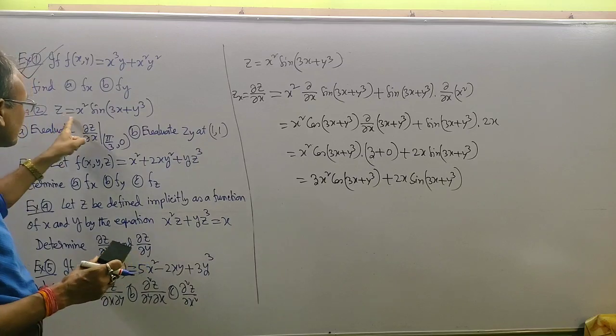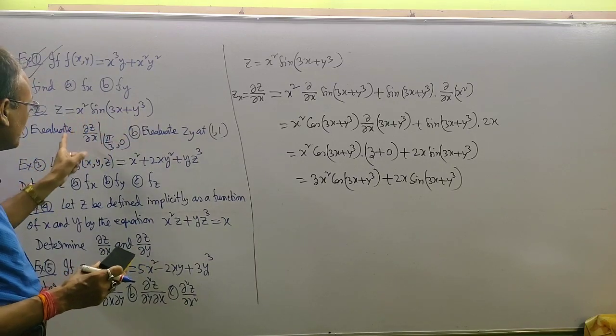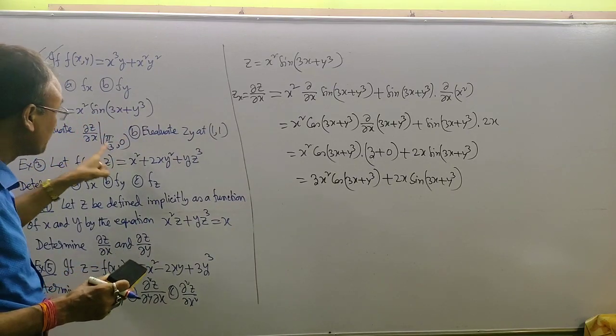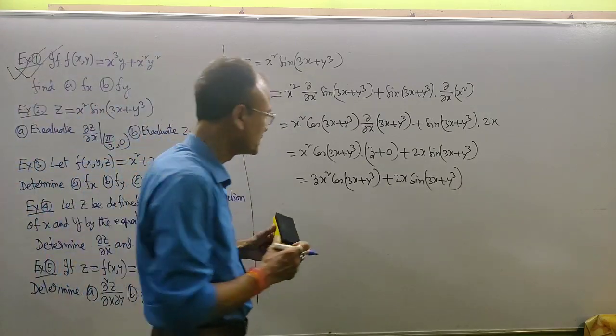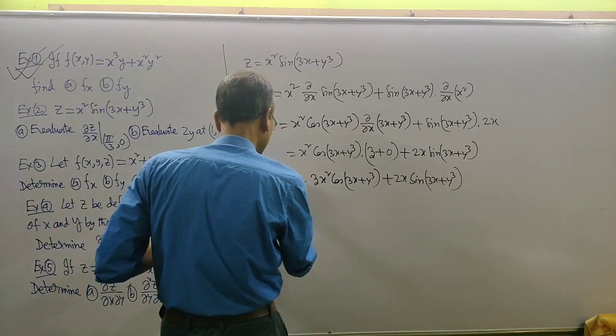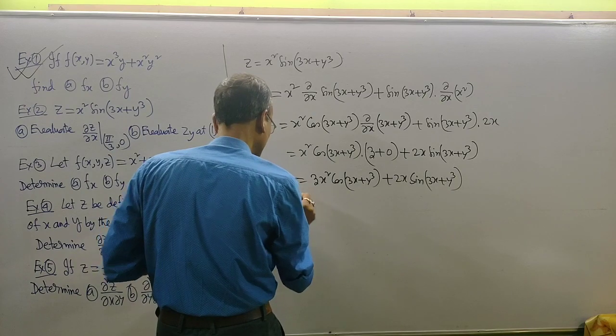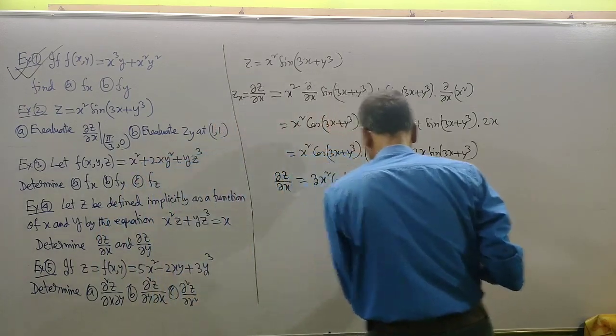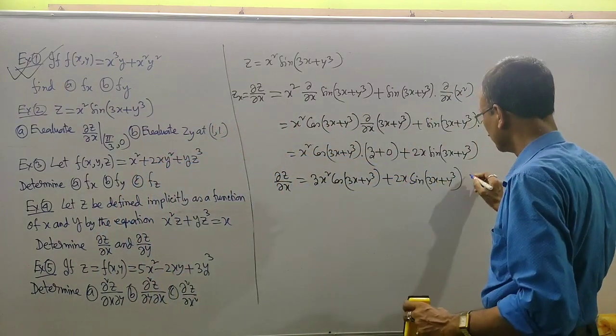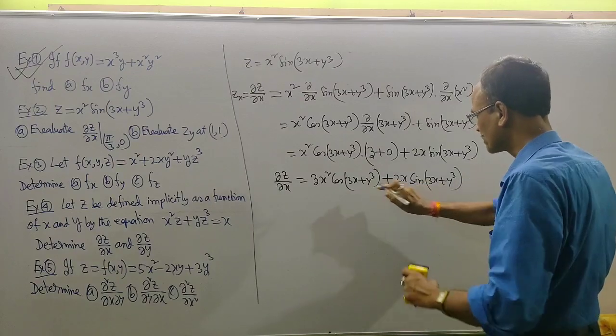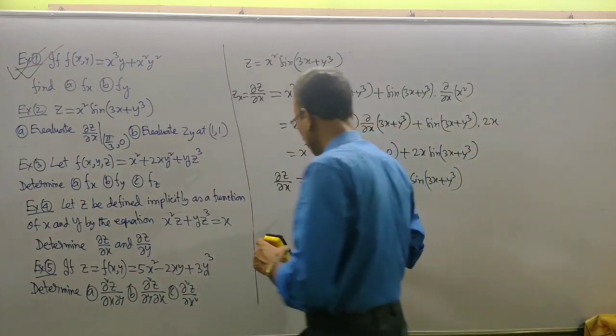Now, we have evaluated this, but at the point pi by 3, 0. If you are only asked to find the partial differentiation, then you have to put this over. Okay, this is the answer. Then it would have been the answer.